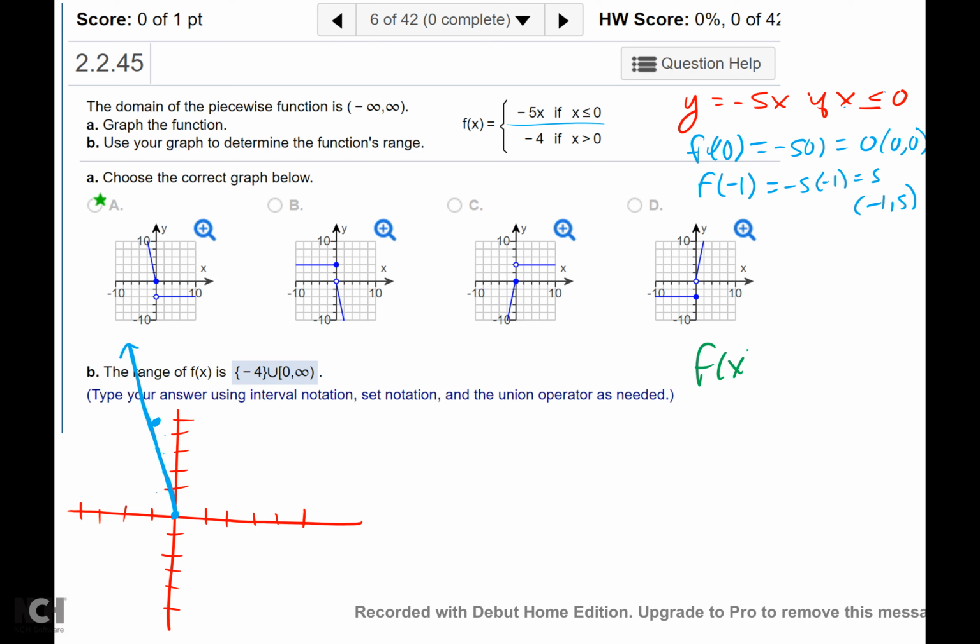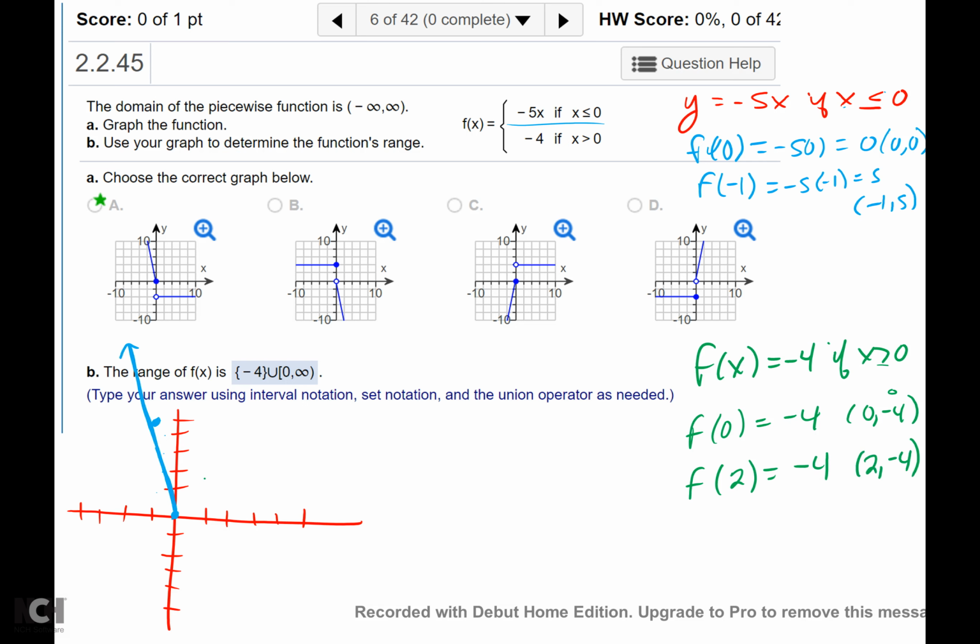f of x equals negative 4 if x is greater than 0. Well, you can pick numbers all you want, but if I pick 0, I get negative 4. So that's going to be (0, negative 4). This one's going to be an open circle because it's not including 0. Pick something bigger, pick f of 2. I don't care what you pick, you're still going to get negative 4. So that ordered pair would be (2, negative 4).